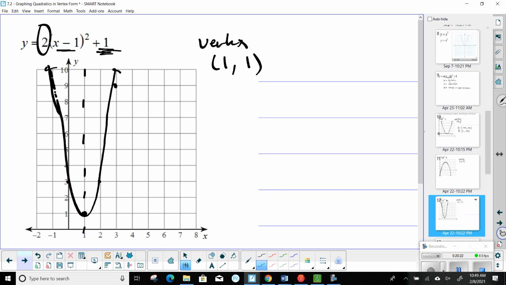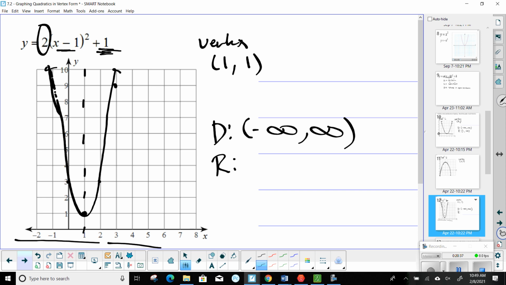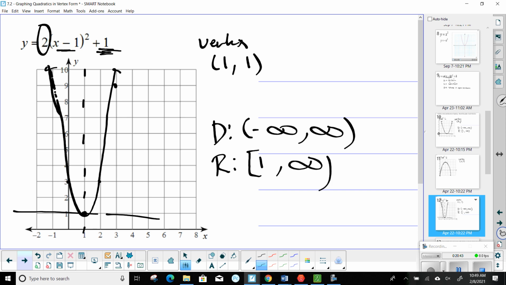Oh, domain and range. Hey, let's do that real fast. I'm sorry, before we end. Just so you can see another practice. Domain will never change. On every single problem, if it's a parabola, it opens out both ways. It's got to be negative infinity to infinity, but the range is not. So do your horizontal line. As I go up, it starts at 1 and goes to infinity.